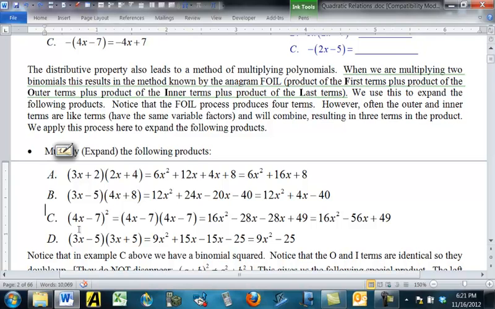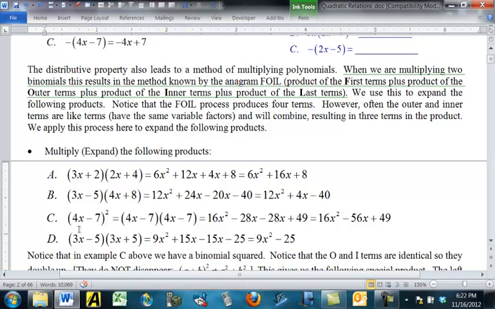So when you take (4x minus 7) squared, that's (4x minus 7) times (4x minus 7). So the F is 4x times 4x, 16x squared. And you've got the L, negative 7 times negative 7, which is negative 7 squared, which is 49.